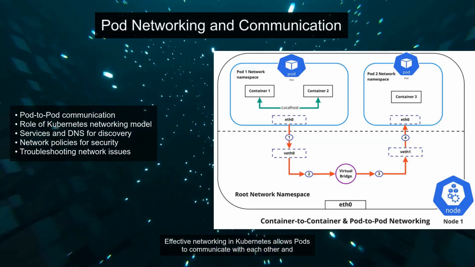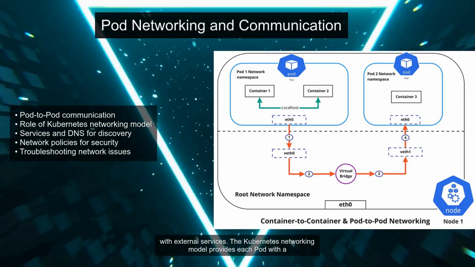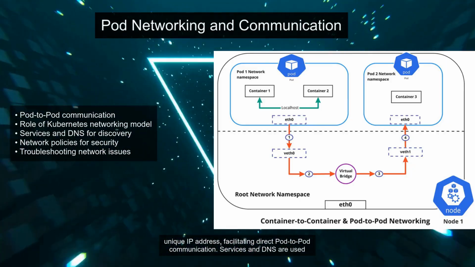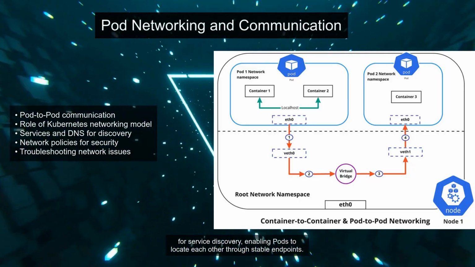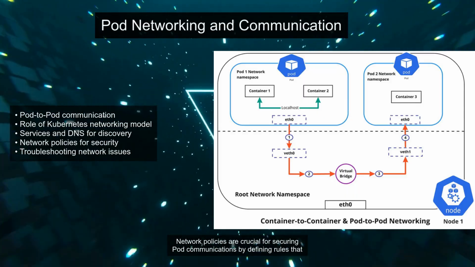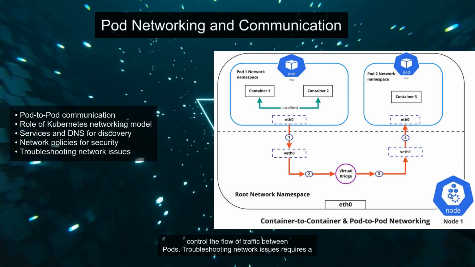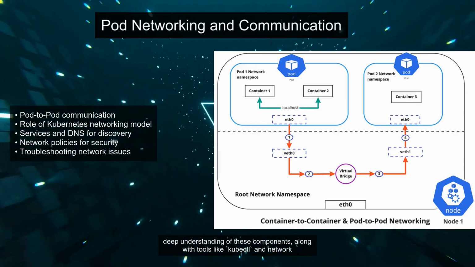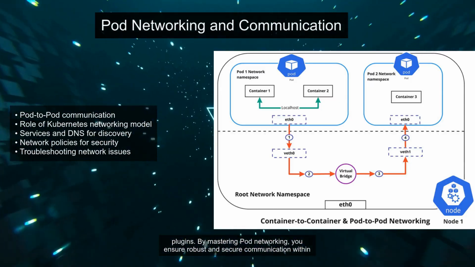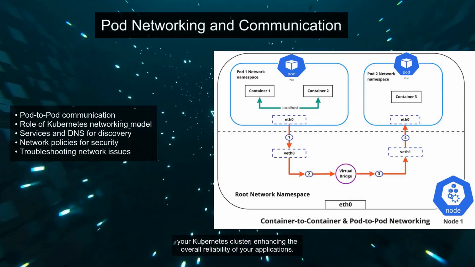Effective networking in Kubernetes allows pods to communicate with each other and with external services. The Kubernetes networking model provides each pod with a unique IP address, facilitating direct pod-to-pod communication. Services and DNS are used for service discovery, enabling pods to locate each other through stable endpoints. Network policies are crucial for securing pod communications by defining rules that control the flow of traffic between pods. Troubleshooting network issues requires a deep understanding of these components, along with tools like Kubernetes and network plugins. By mastering pod networking, you ensure robust and secure communication within your Kubernetes cluster, enhancing the overall reliability of your applications.